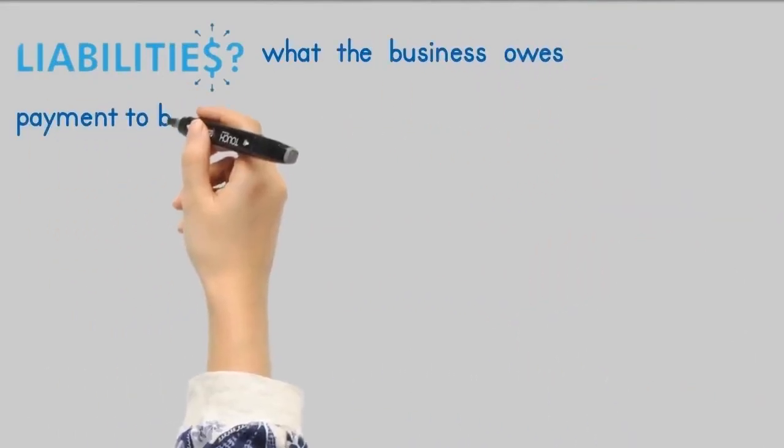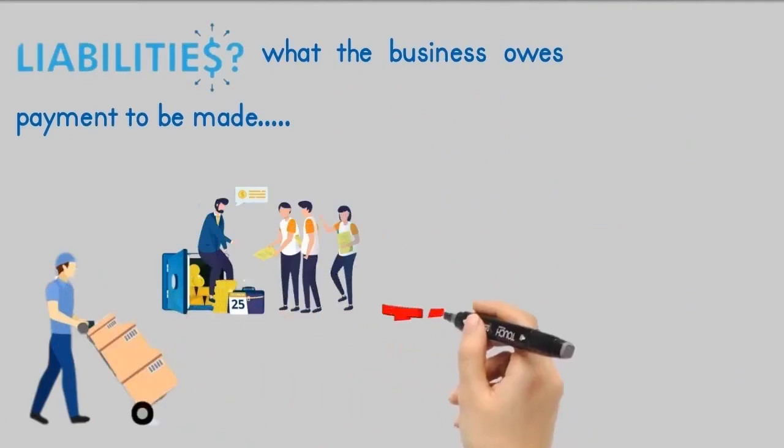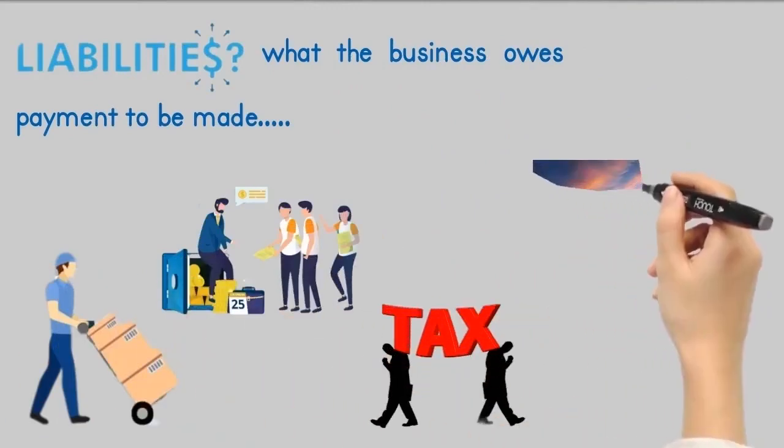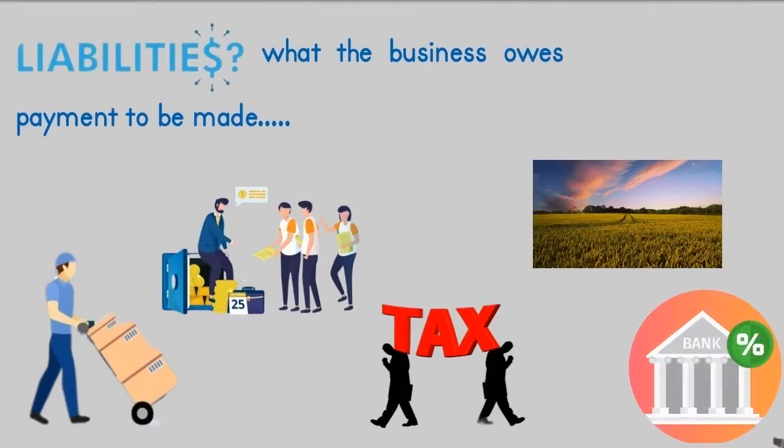Liabilities are what the business owes to others. Some examples are payments to be made to suppliers, salaries to employees, taxes to government agencies, rent to landlords, mortgages and loans, and interest payments to financial institutions.